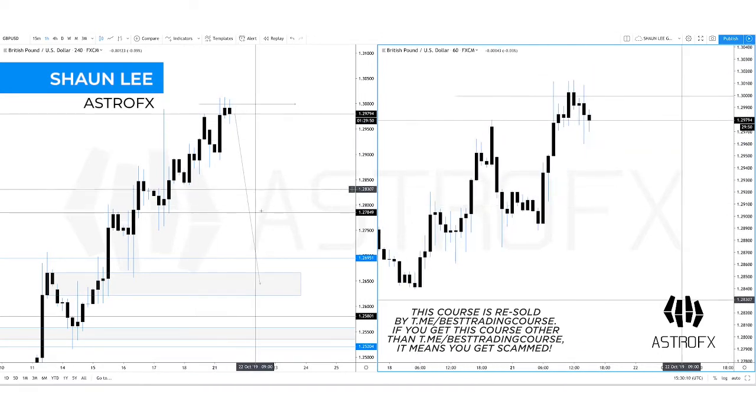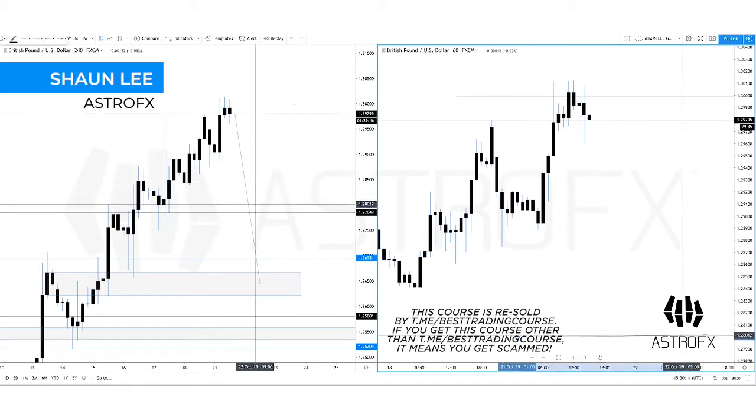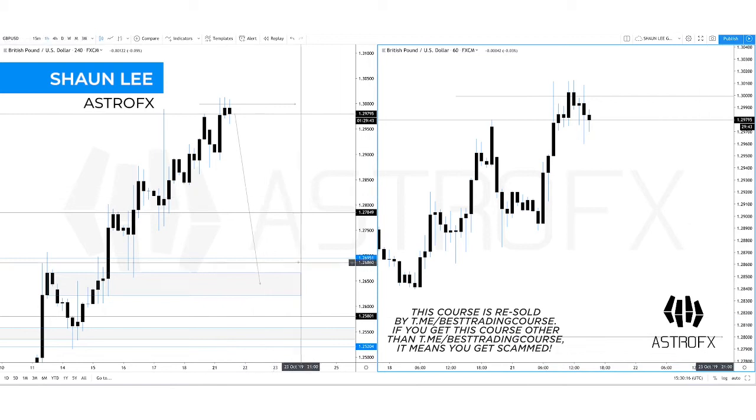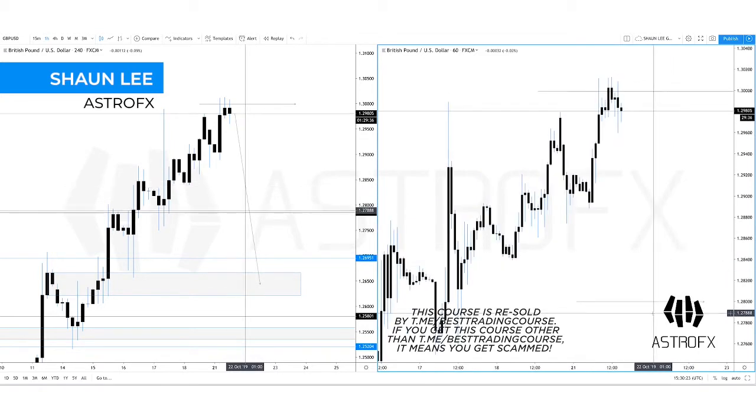Now, if I'm looking at 1.2800, what I'm going to simply go ahead and do is I'm not going to translate the weekly. I'm not going to translate this weekly black horizontal level onto the right hand chart. I'm just going to simply put a marking there. So that's a potential target.